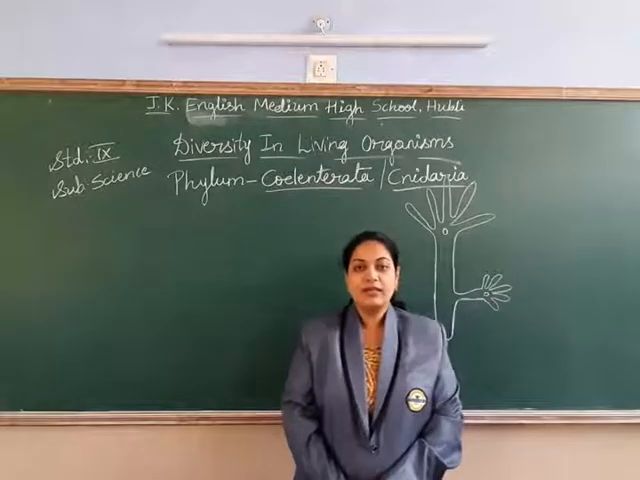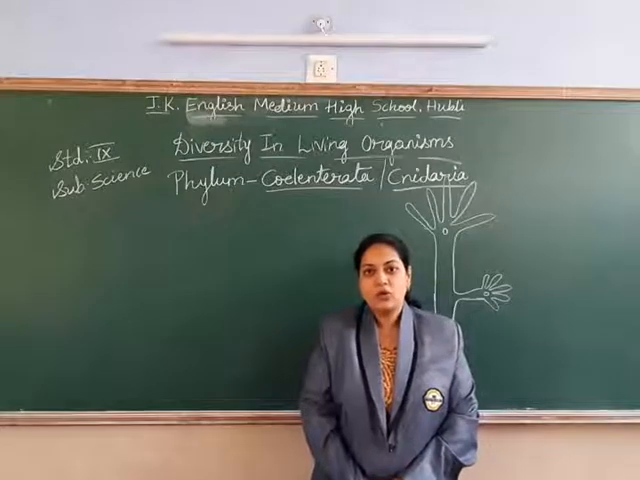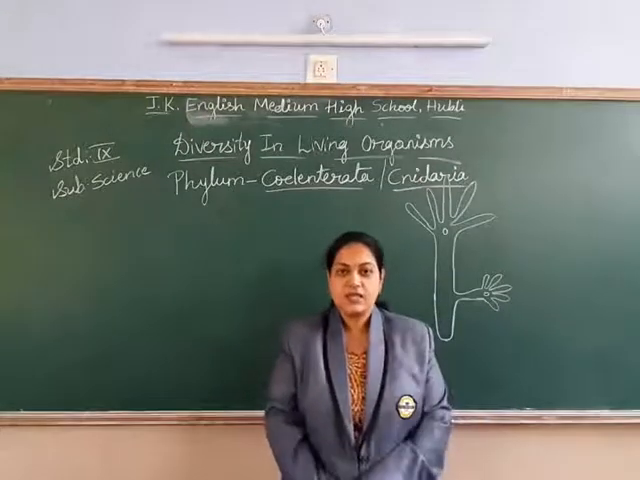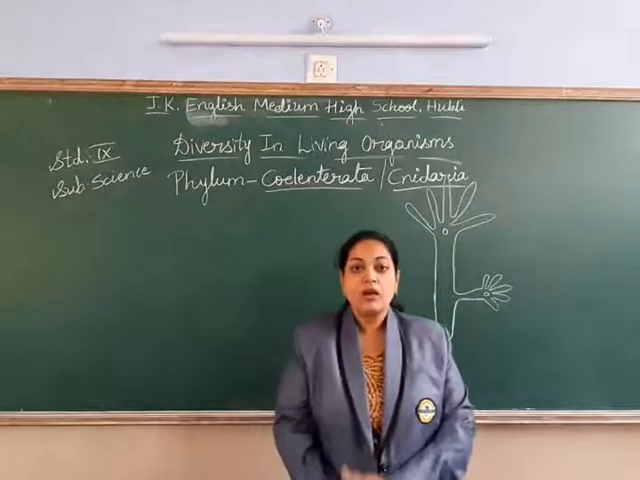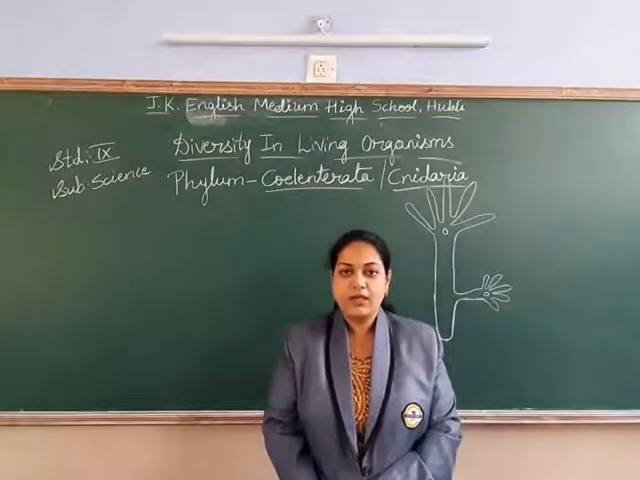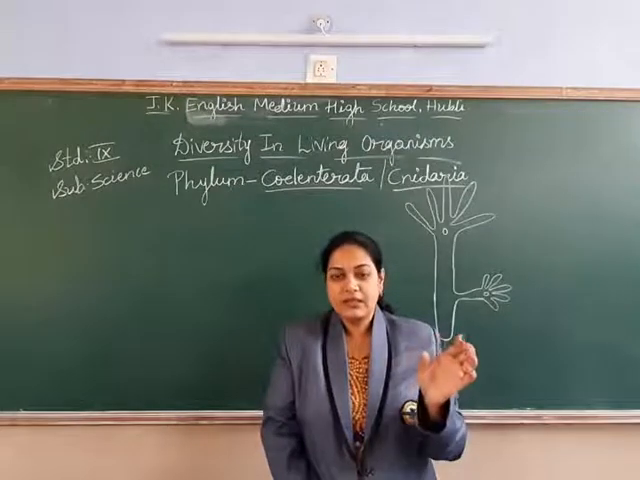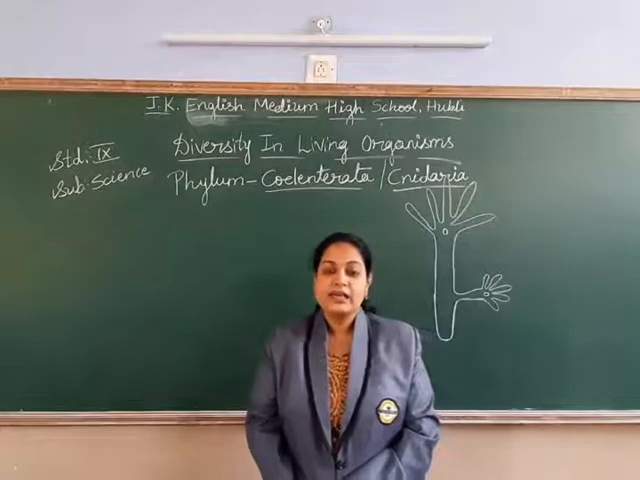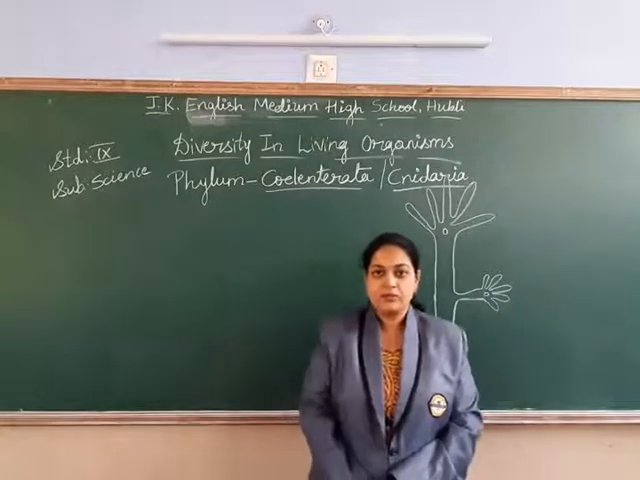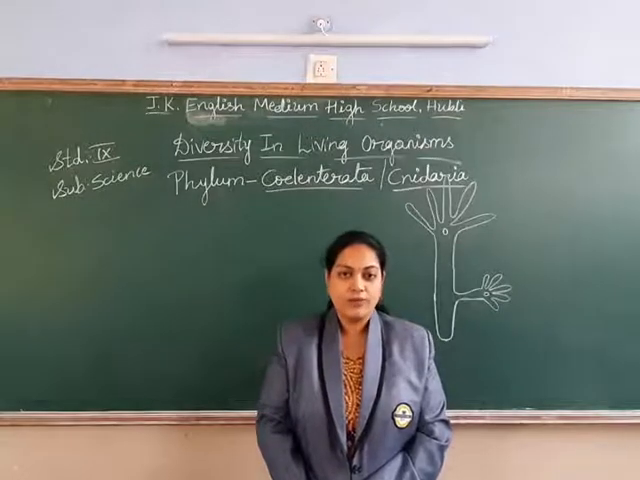So we have started with the kingdom Animalia. As we discussed in our previous class, it has 3 sections. The first one is invertebrates, protochordates and the chordates. We have started with the invertebrates, without backbone. In that, 8 phyla come. We completed the first phylum, that is phylum Porifera.